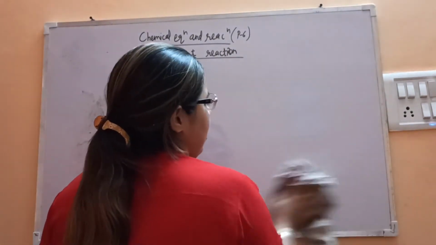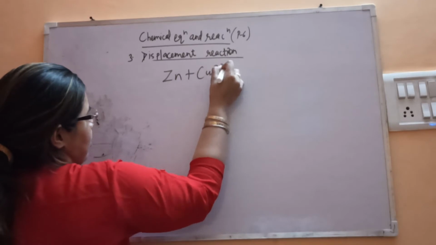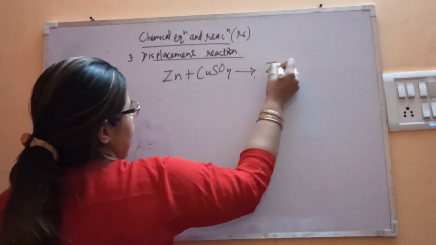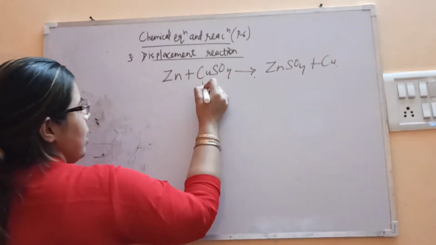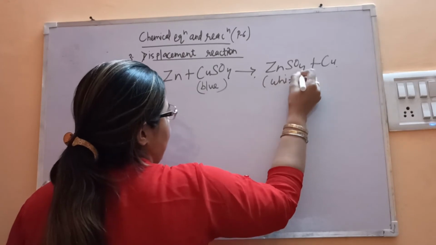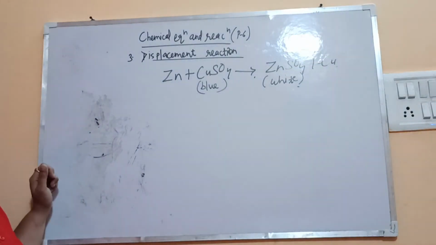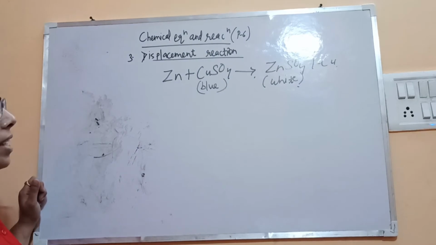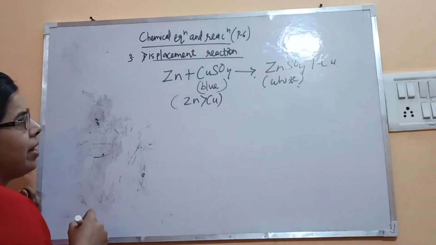So let's consider different examples. Zinc reacts with copper sulfate and gives you zinc sulfate plus copper. This is blue in color and this is white or colorless. Now in the series you will find that zinc is more reactive than copper. That's why the reaction is taking place.